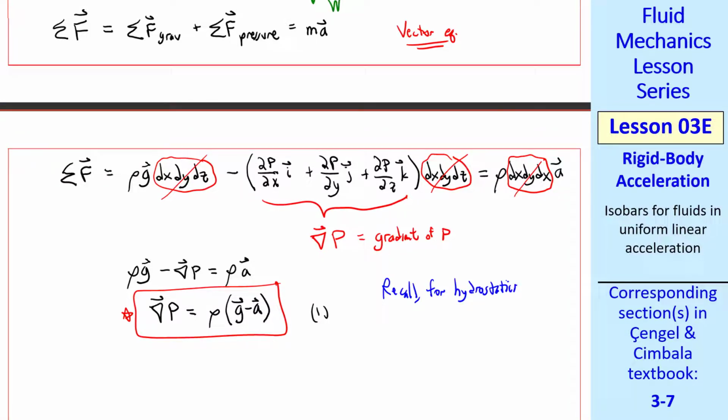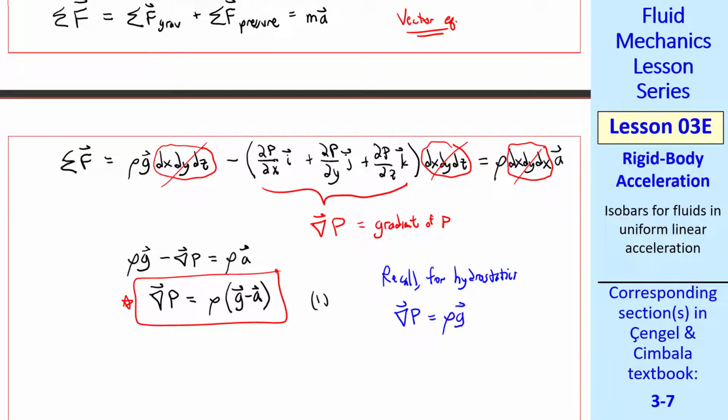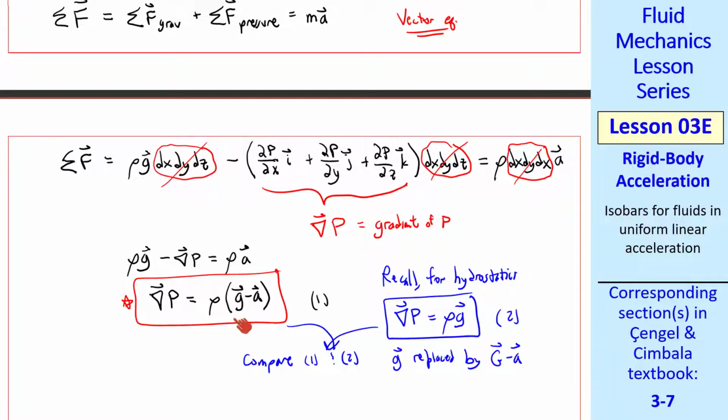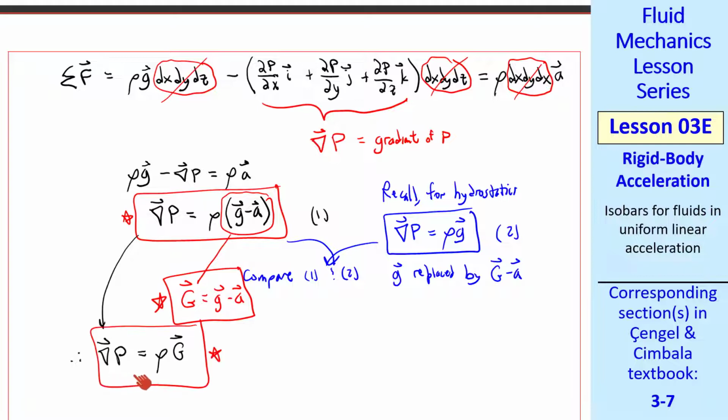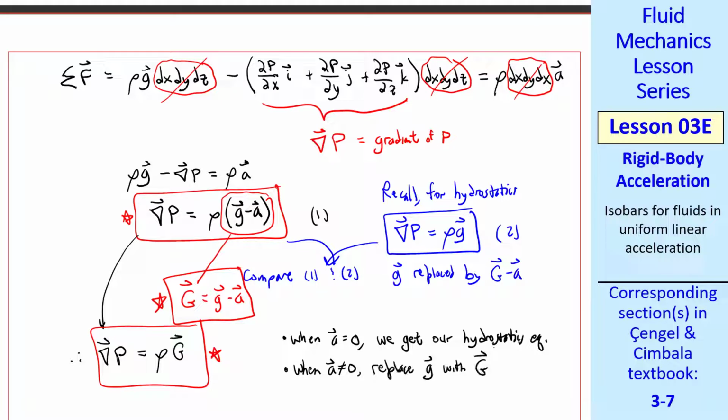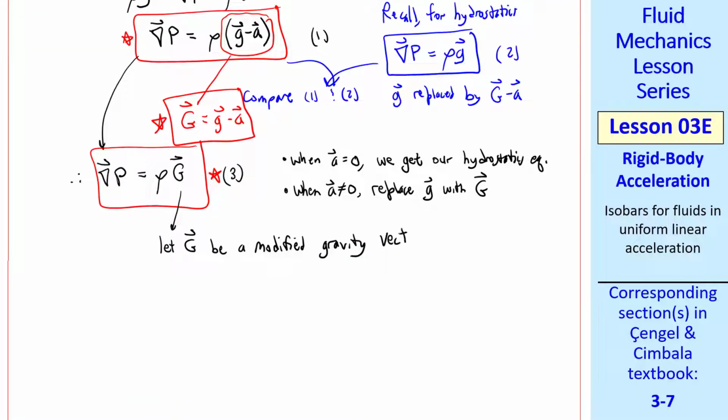Recall for hydrostatics, the equation reduces to gradient of p equals rho g. I'll call this equation 2. If we compare 1 and 2, g is replaced by g minus a. I'm going to call g minus a capital G. Capital G is a vector, which is the gravity minus the acceleration. Therefore, equation 1 becomes gradient of p equals rho capital G, which I'll call equation 3. When a equals 0, we get our hydrostatics equation, equation 2. When a is not 0, we just replace g with capital G, and we see that equations 2 and 3 are really the same, except that we have a modified gravity. Let capital G be a modified gravity vector for cases where the fluid is accelerating.